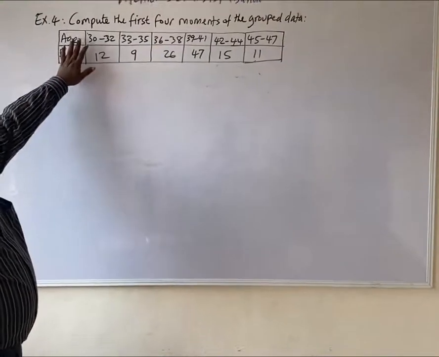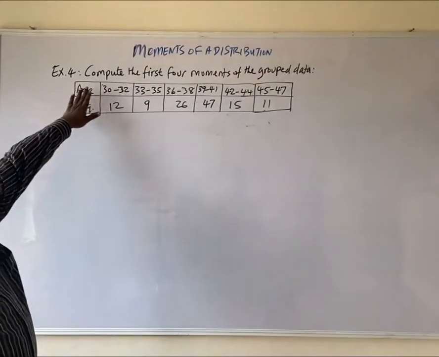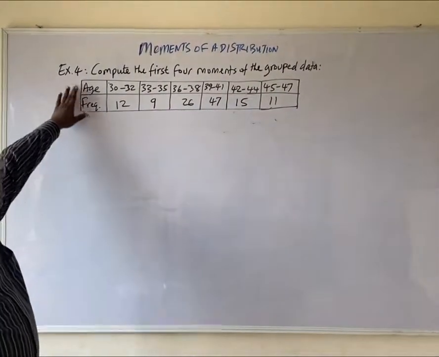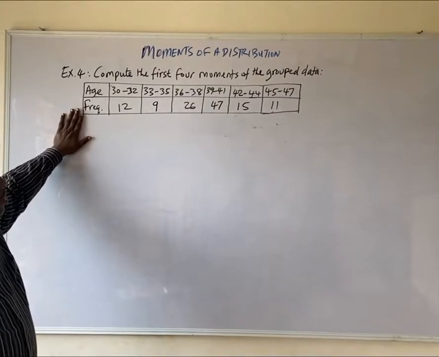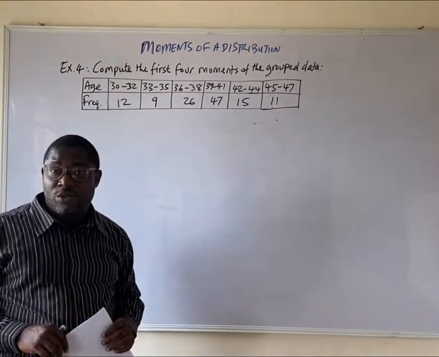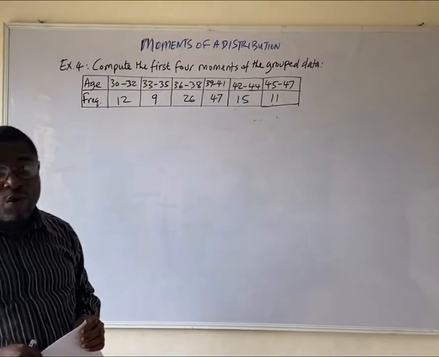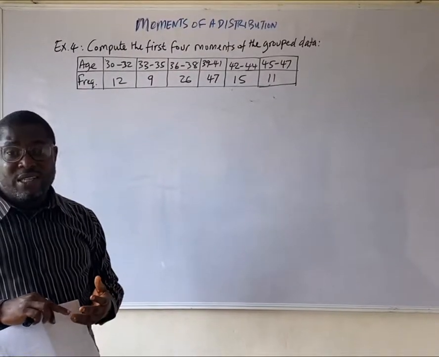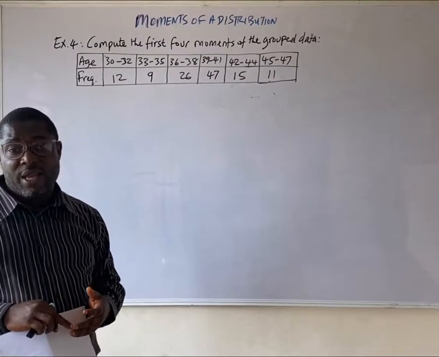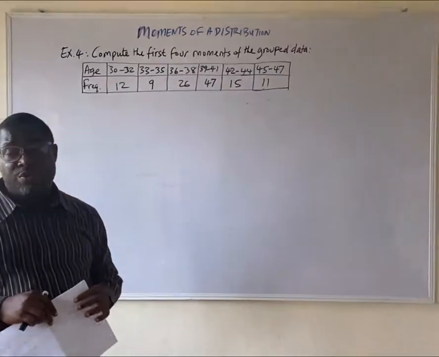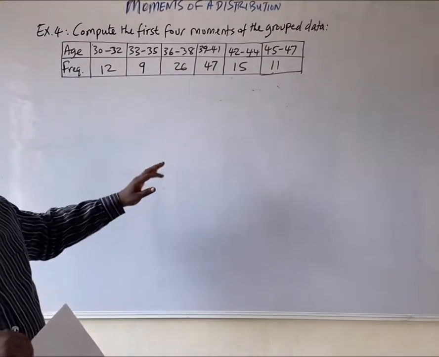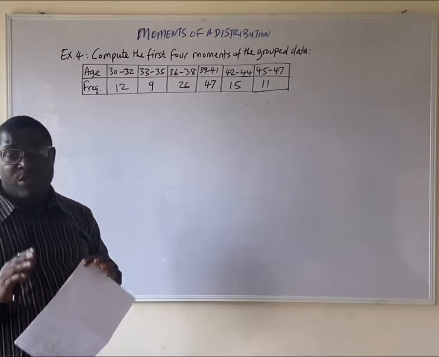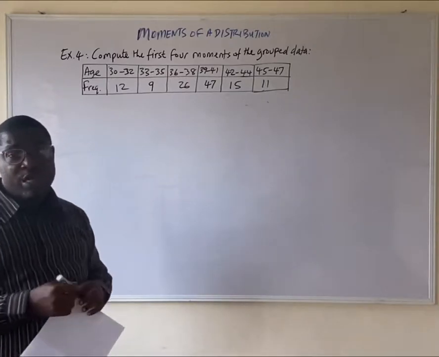Here we have the question, example 4, to compute the first 4 moments of the group data. We have age and frequency. Now, to find the moments of distribution, as I told you before, you must find the mean of the distribution. Then we'll find the deviation from the mean, and then we'll compute the degree of deviation from the mean. When it comes to group data, there is some slight variation in the process. So follow me as we look at that together.